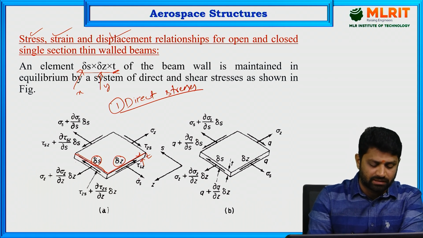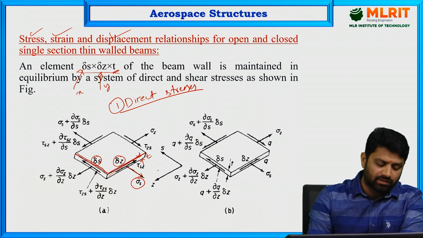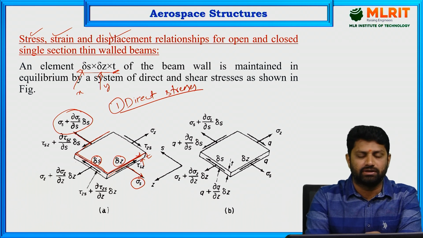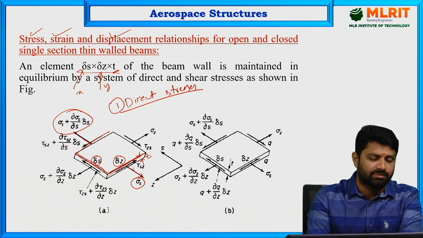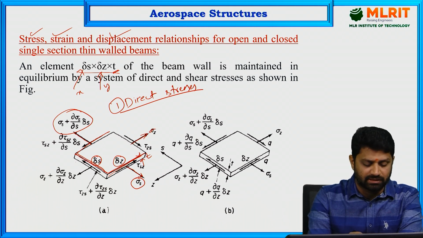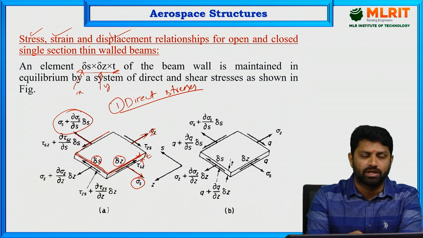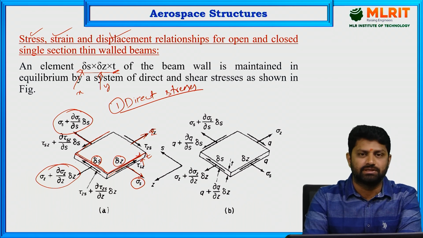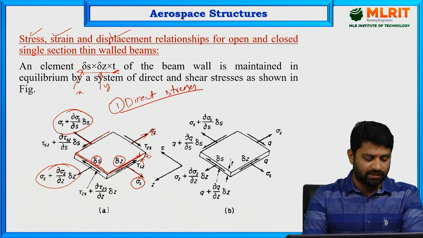Let us assume the direct stress perpendicular to this edge, along the X axis or S axis, is sigma S. On the opposite edge, the stress will be sigma S plus dou sigma S by dou S into delta S, that is, with some increment. And on the other edge, sigma Z is the stress, and on the edge opposite to it there is an incremental direct stress, sigma Z plus dou sigma Z by dou Z into delta Z.